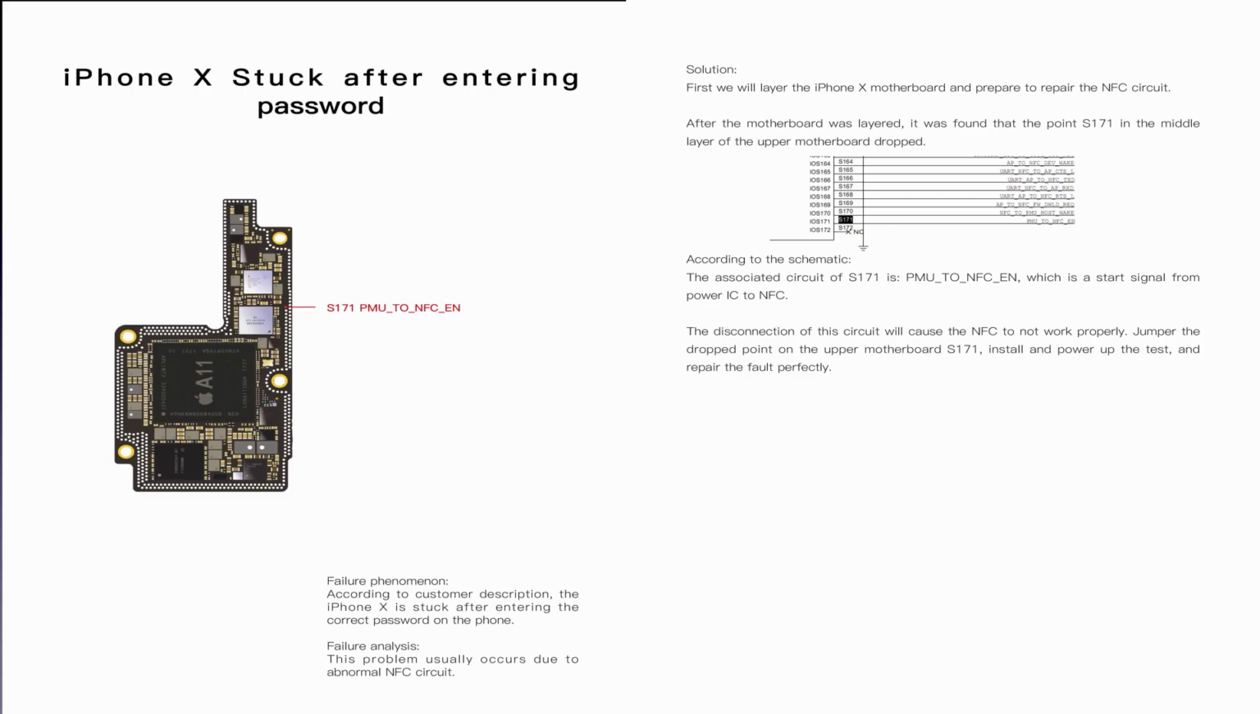And as we have learned before, the S117.1 pin is the PMU to NFC in-power signal, the driver signal. So this is the start signal from the power IC to the NFC. If this signal has some problem, it will cause the NFC to not work normally, so the phone gets stuck. So we just need to make a jumper on this port and solder it, so this port is perfect, and then install and test the phone again.